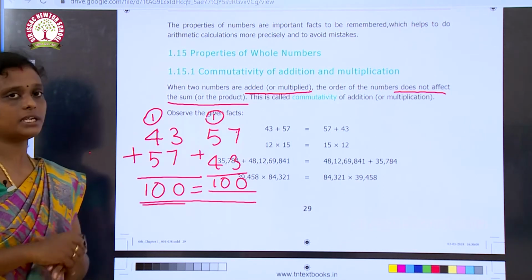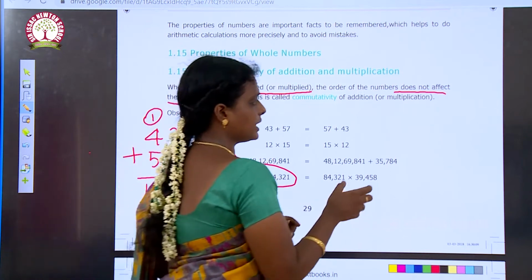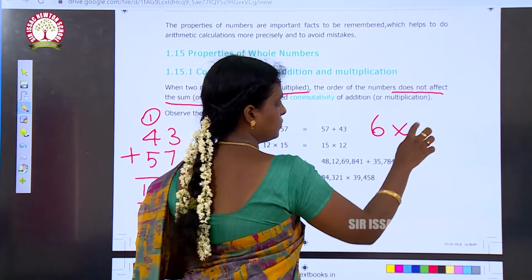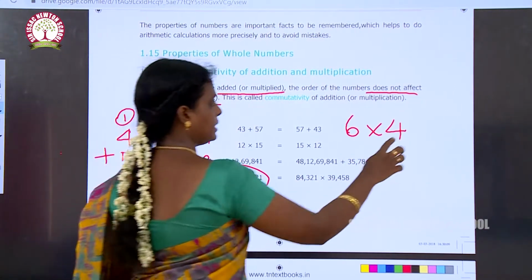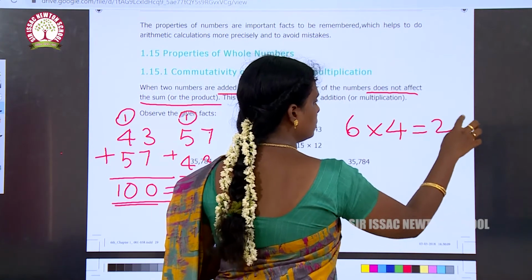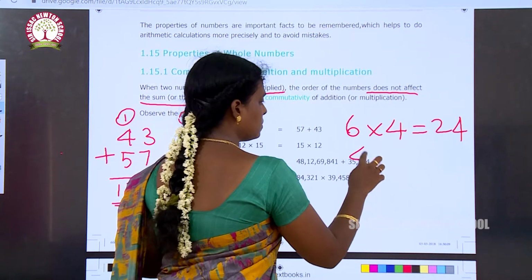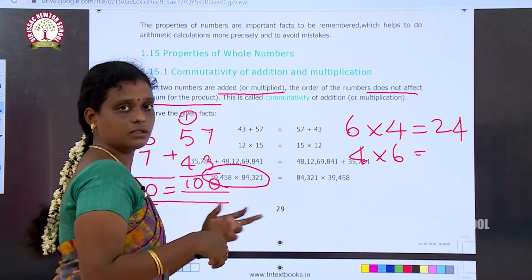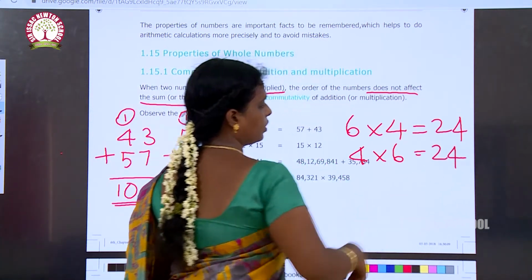And what about multiplication? Okay, here they have given a large number. I will explain it to you with a smaller number. So, what is 6 into 4? 6 4s are 24, okay. So, here also I am going to change the order of the numbers, so that it is 4 into 6. What is 4 into 6? 4 6s are again 24, okay.